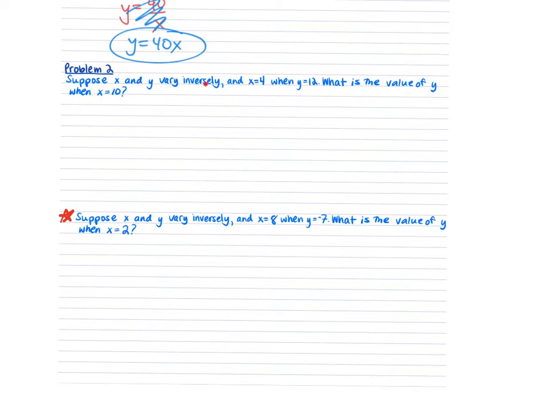Okay, so this says x and y vary inversely. So we know now that the relationship between x and y looks like this: y equals some constant divided by x. Okay, and so when x is 4, y is 12, so just plug them in. 12 equals k divided by 4, and then solve for k.